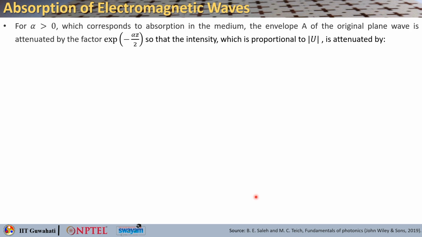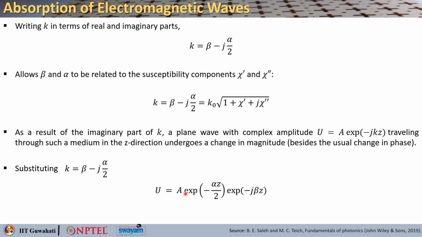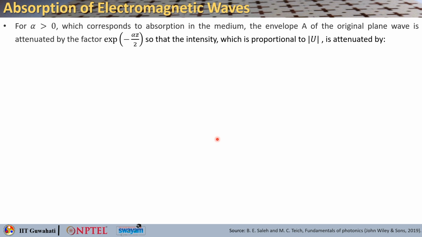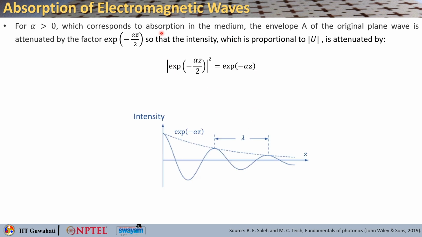Now, when alpha is greater than 0, that means you have absorption in the medium. The envelope A of the original plane wave will get attenuated by the factor exponential minus alpha z by 2 as it propagates along z. So what happens? The intensity is proportional to the amplitude squared, so the intensity will drop by the square of it. If you take the square, you will get exponential minus alpha z.